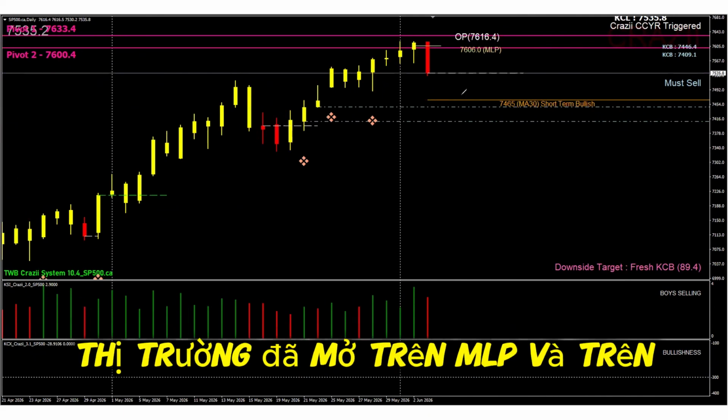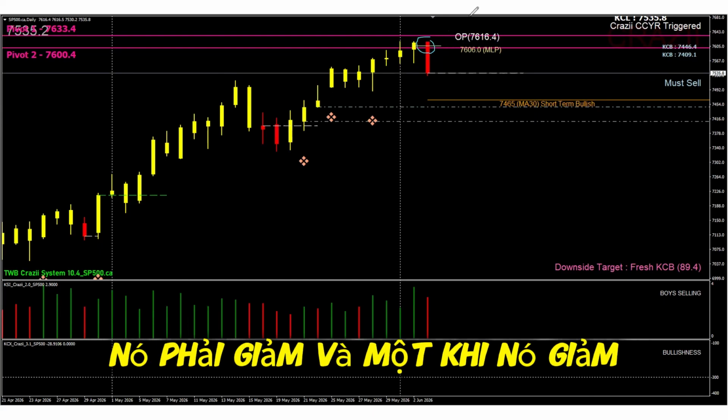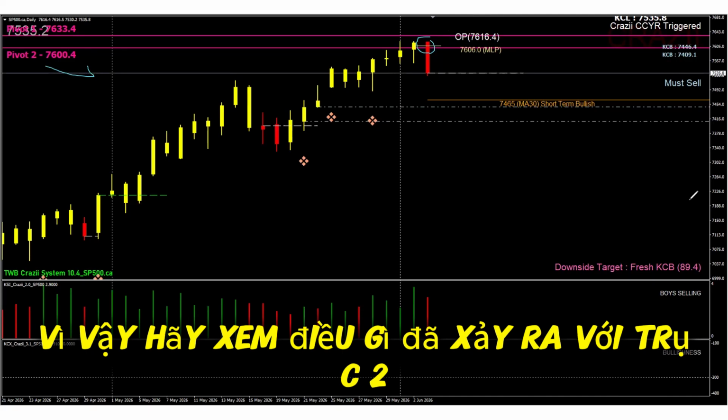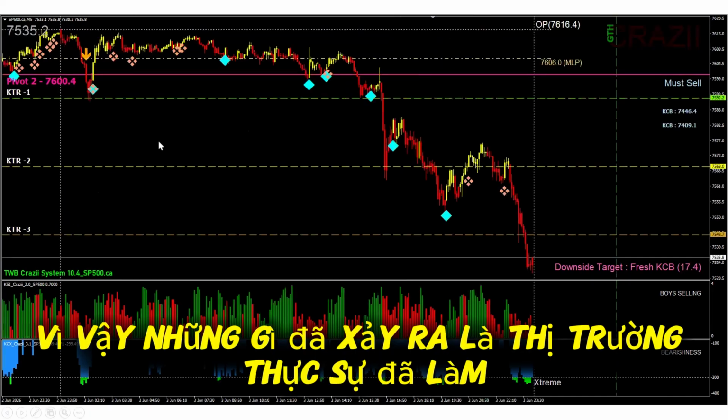First of all, the market opens already above the MLP and it opens quite high. So the question is that you should be buying. But the moment the market opens, it has to drop. And once it drops, it breaks this number first, 7600. Now, what is this number? This is pivot 2. So let's take a look at what happened to pivot 2 at that point itself.